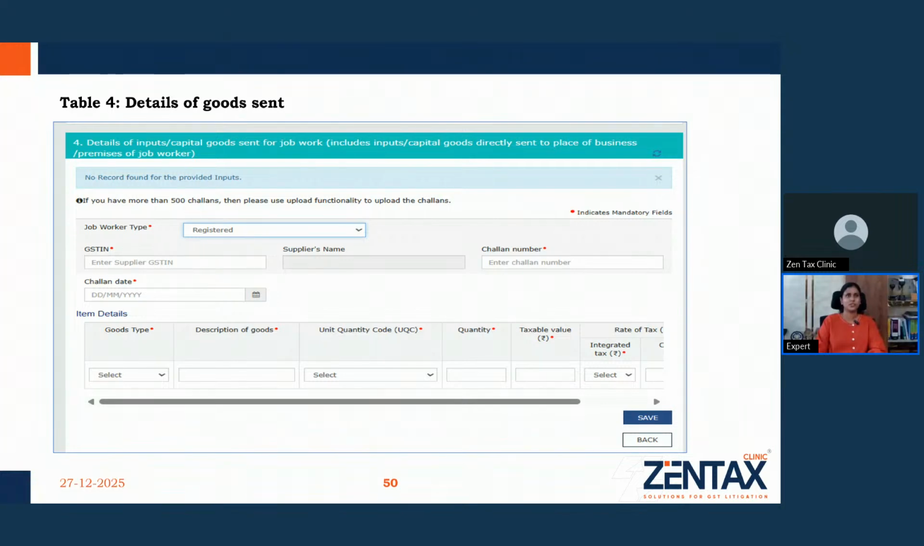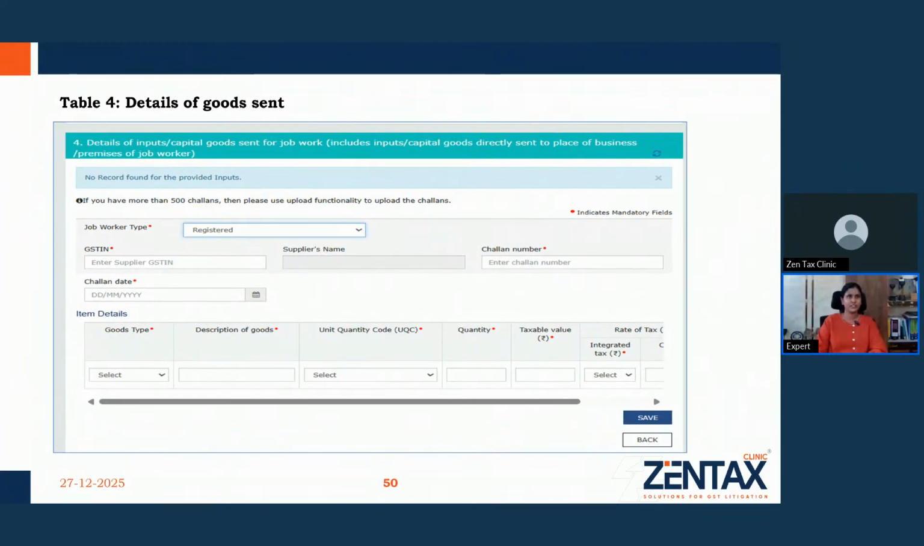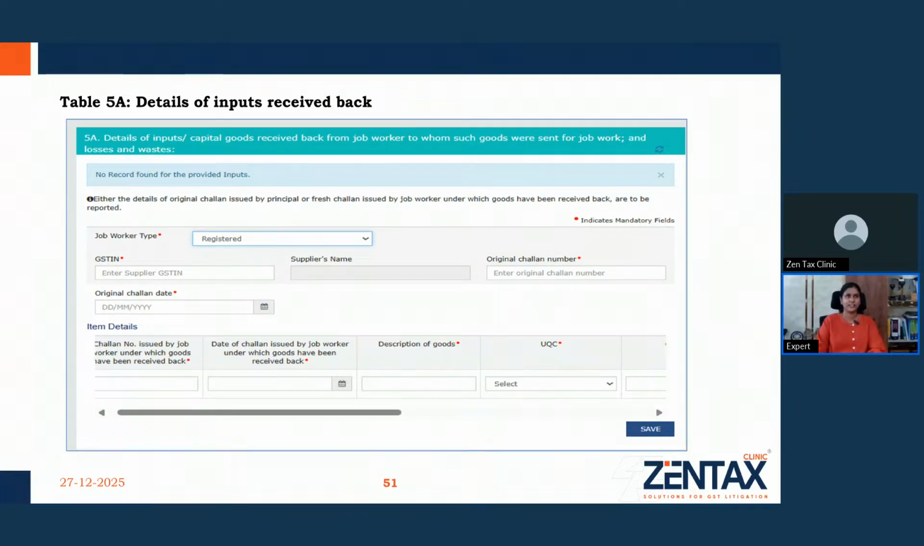So in this table 4B, if it is marked in red, then we need to mandatorily enter those fields. Then thereafter table 5A, that is the details of inputs or capital goods received back from job worker to whom such goods were sent for job work.